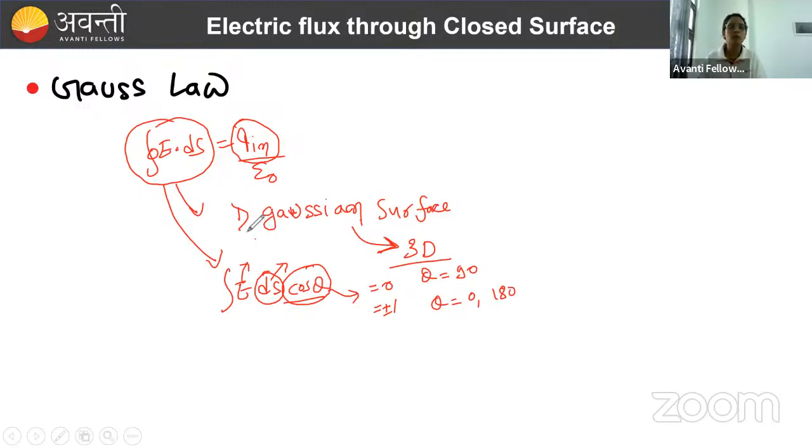I will show you an example. And in some cases, you don't need to consider all these points while choosing the Gaussian surface, but there you will be calculating flux through individual surfaces. That I will again show you through the example, then only it will be clear. So let us do that first.